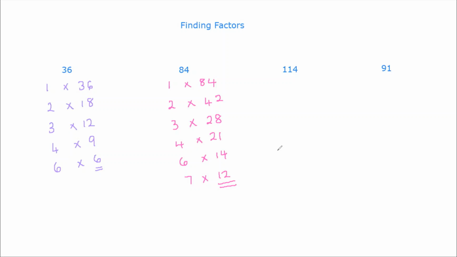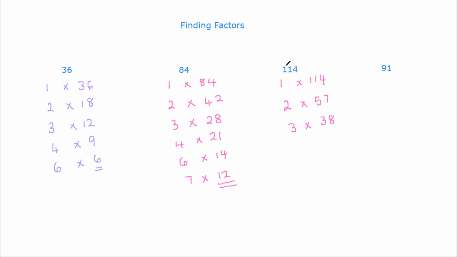So the next number we're going to look at is 114. So again, 1 times 114 would be a good place to start. 2 will go in because it's an even number, and it will be 2 times 57. Now 3 will go in, and we know this because 1 plus 1 plus 4 equals 6. So it's going to be 3 times 38. The next number we're going to look at is 4. Now, will 4 go in?